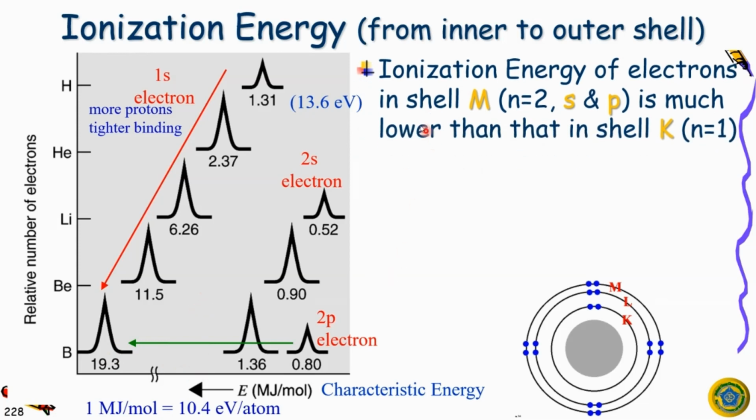So the explanation is that the ionization energy of the electron in shell M, N equal to 2, and P, right? It's much lower than that in the K shell. Why? The energy here is higher than the energy here if you want to take out the electron. The ionization energy in this shell is higher than the ionization energy of the electron in this shell.